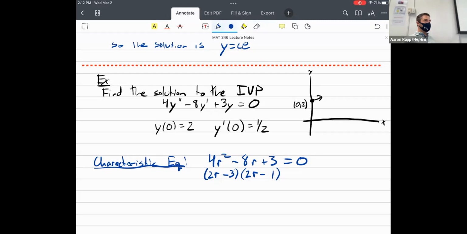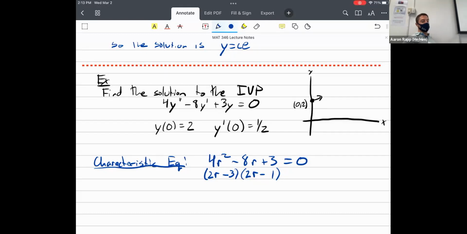When I sit with this long enough, trusting the algebra I've done time and time again up to this point in my mathematics career, I can see that this will factor into 2r minus 3 times 2r minus 1. So -1 times -3 gives me what? -1 times -3 gives me +3, which is what I'm looking for.